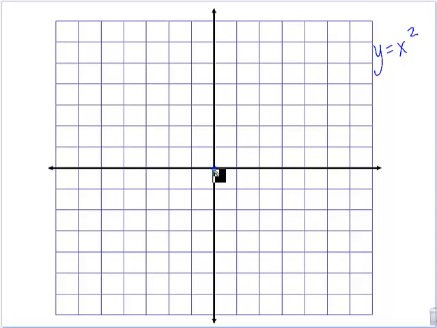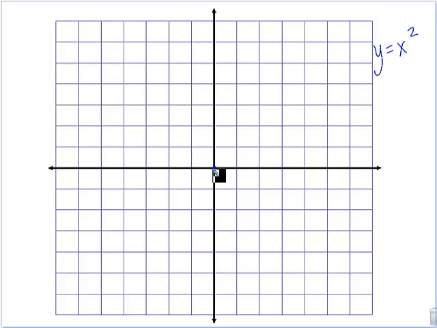Now I just want us to think about what the pattern is for this. Every time we go over one spot in the x, what happens to that x value? It gets squared. So if you go over 1 in the x direction, what's your y end up being? What's 1 squared? 1. So your y ends up being 1.